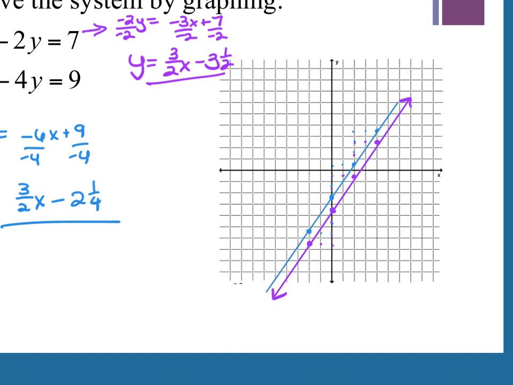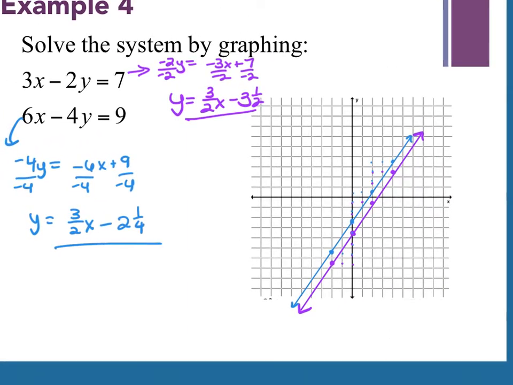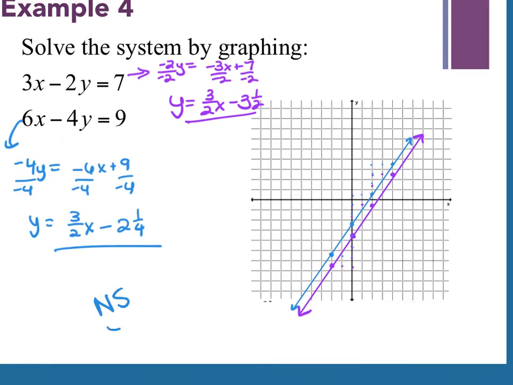What's true about these lines? They're parallel, which means, are they going to ever intersect? No, so this is a no solution, okay? You could have found that from your equation if you looked at the slopes, right? If the slopes are the same, they're parallel.